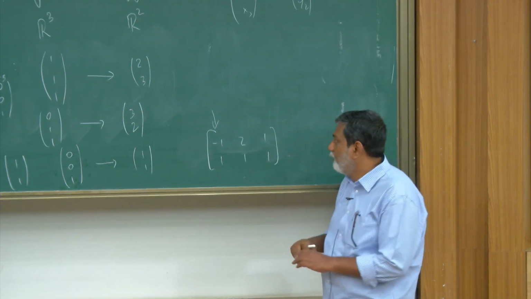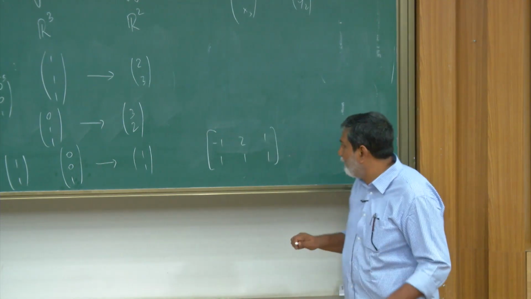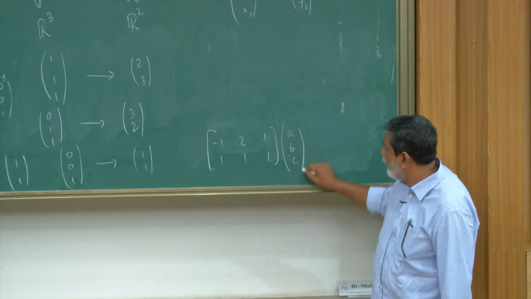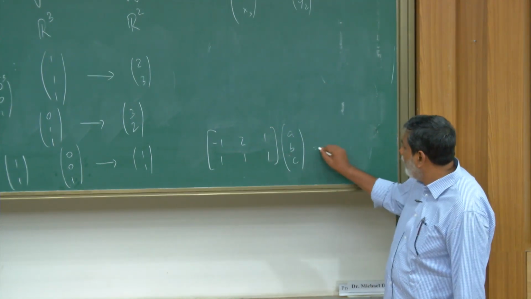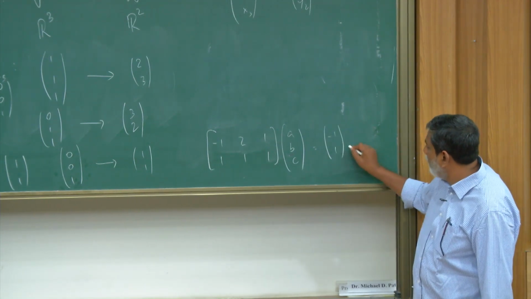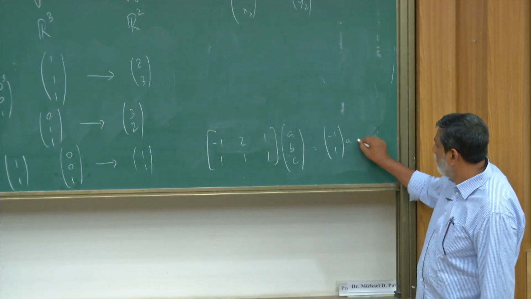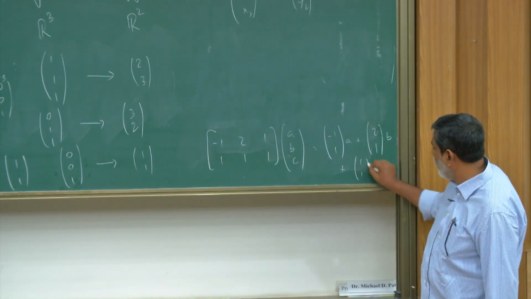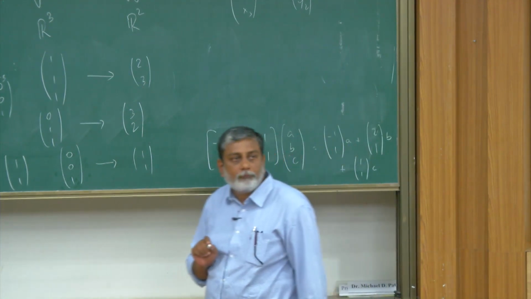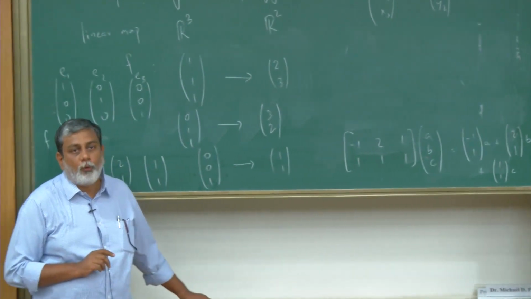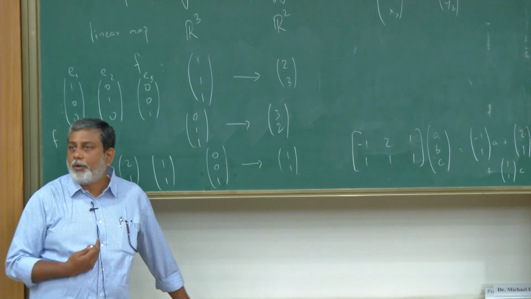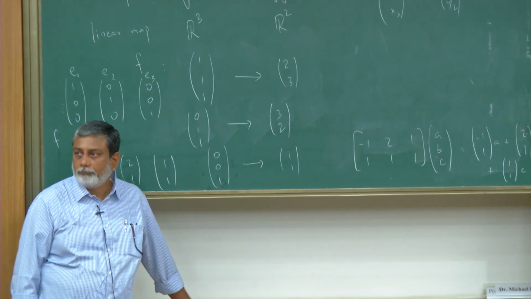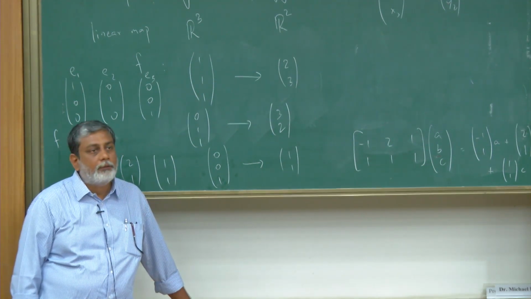And so what you have to generally think about is whenever you have a matrix and it's multiplied by (A, B, C), what you're really doing is (-1, 1) times A plus (2, 1) times B plus (1, 1) times C. So what you're really doing is take a linear combination of the columns of the matrix. Is this fine?